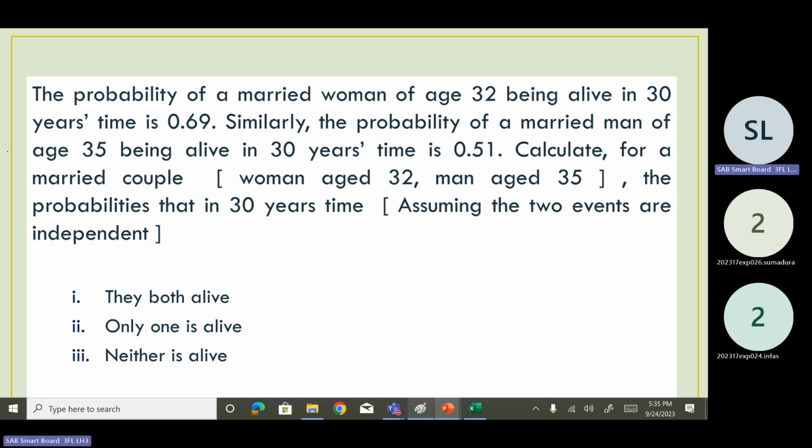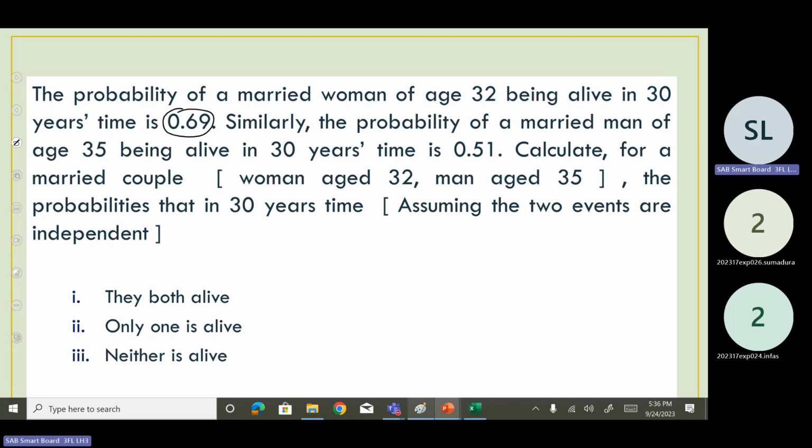Do we have a probability? We have a probability, okay? If there is a probability, the corresponding event should be there. 0.69 is the probability, right? So what is the corresponding event? Married woman, age 32, being alive in 30 years time. So that's the event. We'll make it short: woman alive. So that is the event.